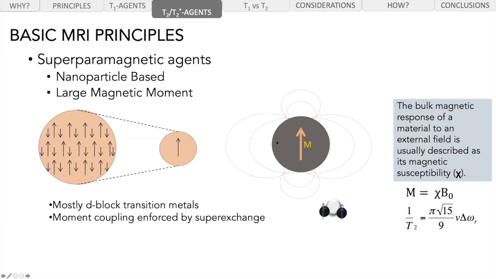So if you apply a magnetic field, the bulk magnetic response is described as its magnetic susceptibility. So if a water molecule comes in contact with this gradient field, then this would become exchanged with the bulk water and it will reduce the T2 because of the susceptibility.